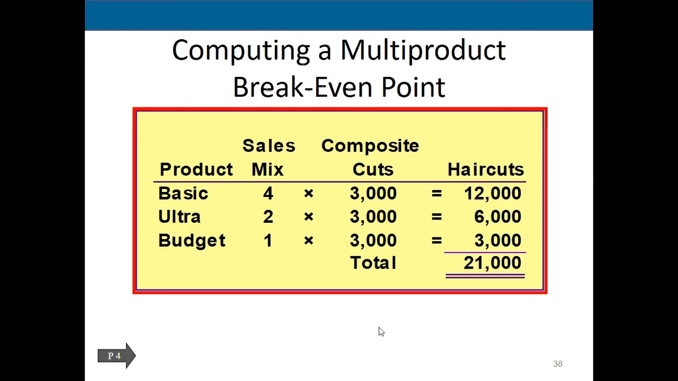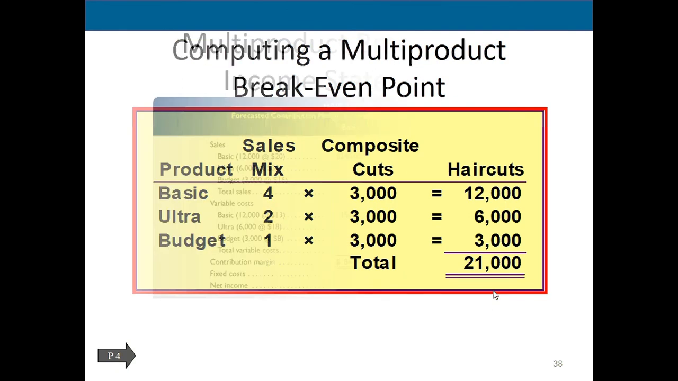Well, how do we ever figure out how many haircuts that really is? We multiply that 3,000 by our sales mix. 3,000 by 4 is 12,000 basic haircuts. 3,000 times 2 is 6,000 ultras. 3,000 budget is still 3,000 budget haircuts. That's 21,000 haircuts total. Does it work out?